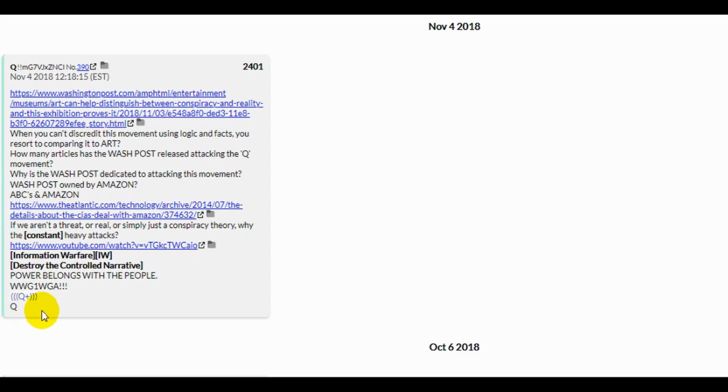So I'm not sure if this is a code with the 3 exclamation points and the 3 parentheses with Q plus and Q. Now it would seem that Q is referencing something Q plus said, but I don't understand the format of the 3 parentheses. And this is the first time for a Q plus post there were 3 exclamation marks.